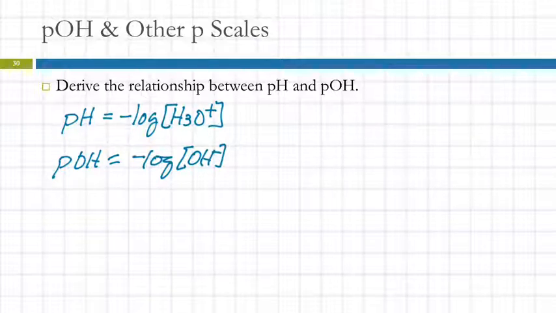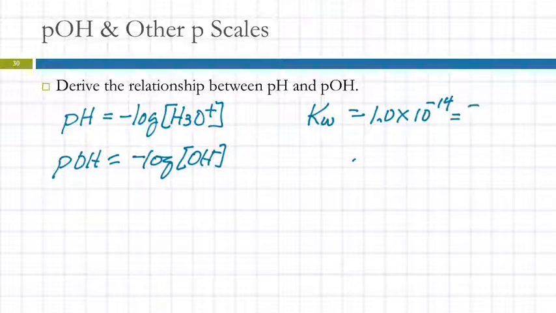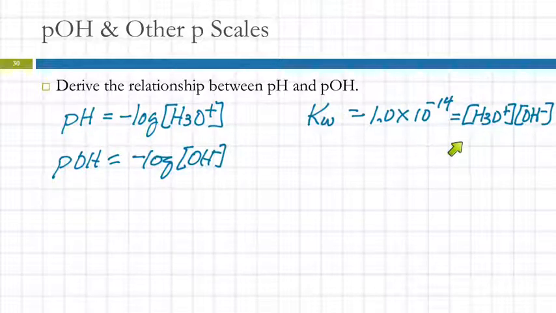What's the relationship between hydroxide and hydronium ion concentration? 10 to the minus 14. Right, so Kw is equal to 1.0 times 10 to the minus 14, and that's equal to the hydronium ion concentration times the hydroxide ion concentration. Okay, so those are all things that we've talked about. So this equation here is giving us a relationship between these two ions.